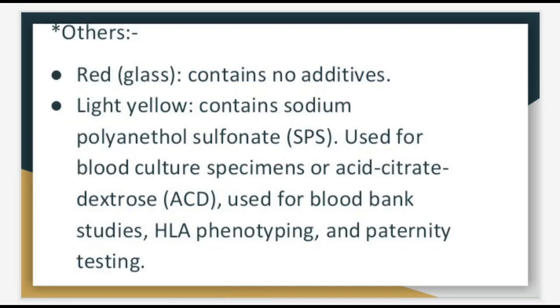The next category in the types of Vacutainers is named as the others. In this, the first one is the red Vacutainer, which is made up of glass. It does not contain any additive. The next Vacutainer is the light yellow Vacutainer. It contains sodium polyanethol sulfonate, which is mainly used for blood culture specimens or acid citrate dextrose, and it is also used for blood banking studies, HLA phenotyping, and also paternity testing.